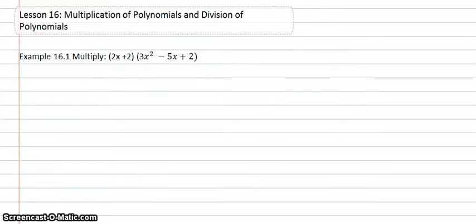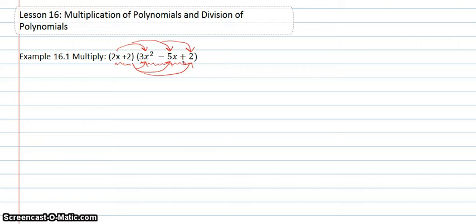In lesson 16, we're looking at examples of multiplying polynomials and dividing polynomials. Our first example, we are multiplying a binomial, it's called a binomial because it has two terms, by a trinomial, it's called a trinomial because it has three terms. So what I'm going to do is distribute the first term across, and then I'll distribute the second term across.